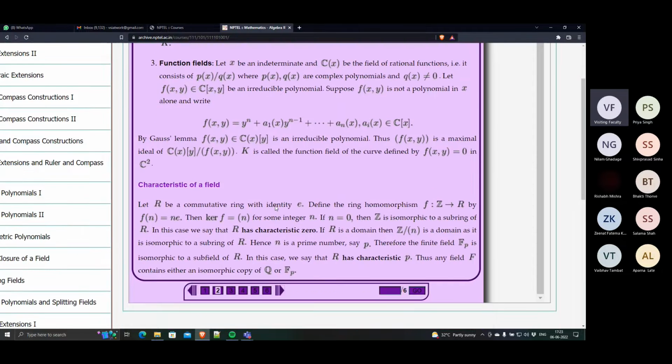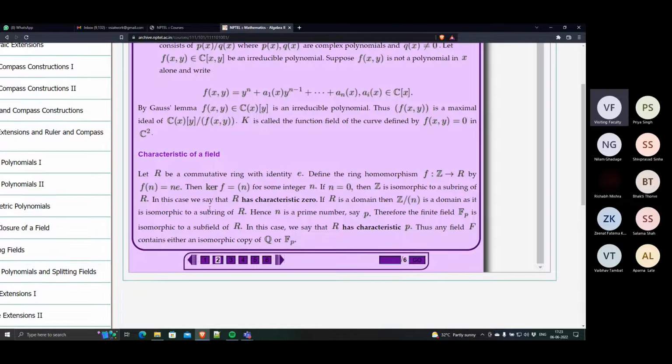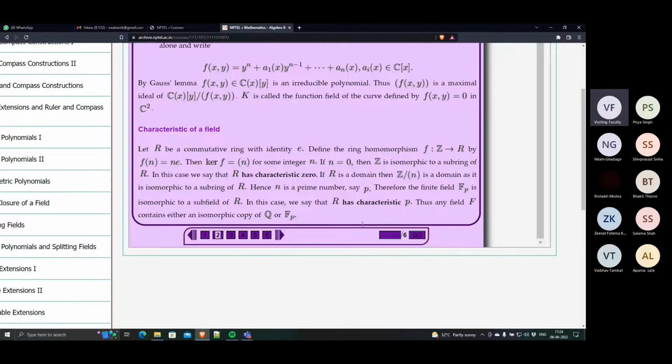Function fields are not very important. Characteristic is what we just saw. So let R be a commutative ring with unity or identity E. This is the multiplicative identity. So this is basically the proof. We'll go through this once again in the next lecture, but let me just take you through this quickly. Consider the ring homomorphism from Z to R, f from Z to R. How do you define it? f of any integer n is just n times E, where E is the multiplicative identity of R.